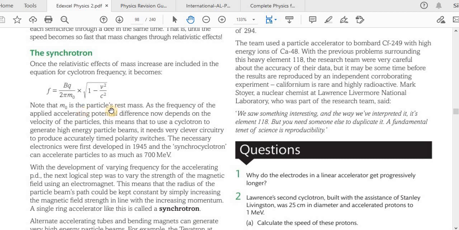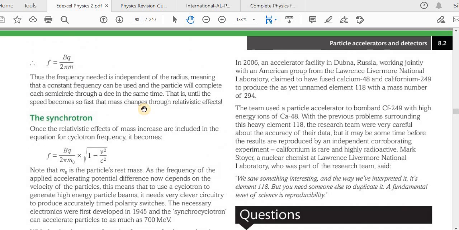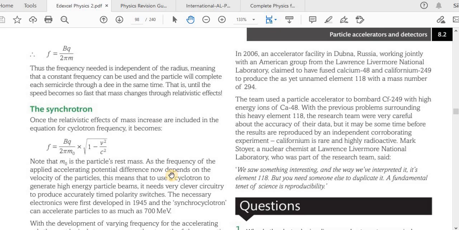Note that m naught is the particle's rest mass. Now remember, when the speed increases, when it's close to the speed of light, the mass increases. As a result, the frequency of the applied accelerating potential difference now depends on the velocity of the particles.